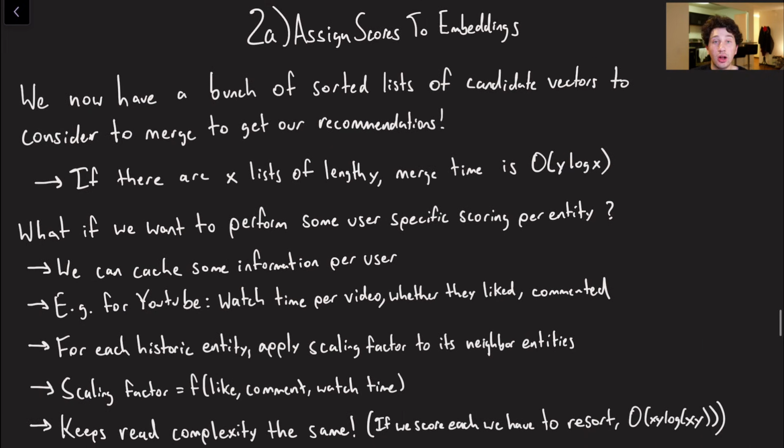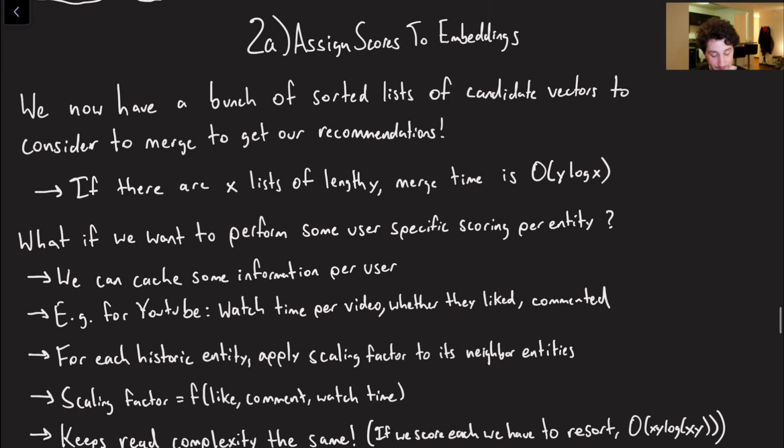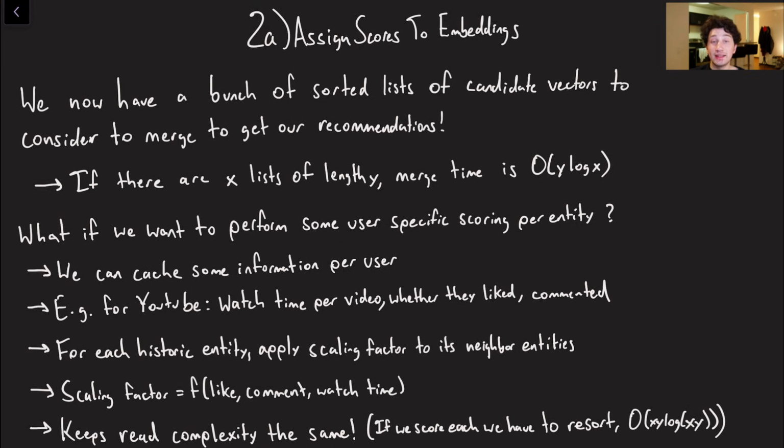Cool, so we've gotten through this whole major piece of how we're going to basically find all of the closest neighbors to the last few videos or entities that we've looked at. So now we get into step 2, which is going to be the ranking phase, which is where we start assigning actual scores to our embeddings. So the idea is we want to return a bunch of sorted lists of all of those neighbor vectors, which we're now going to call candidates, right? And now we want to go ahead and merge them together.